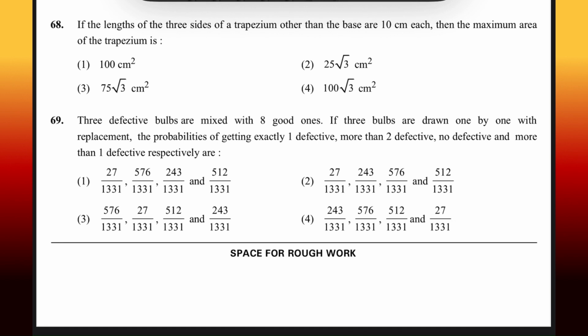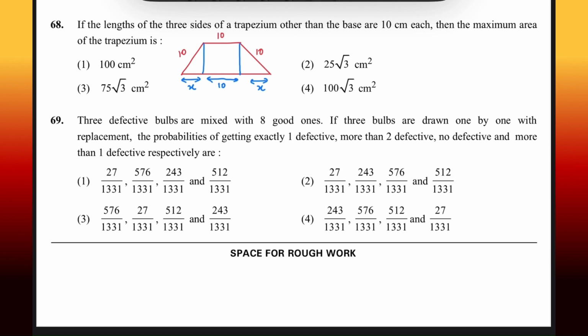If the lengths of the three sides of a trapezium other than the base are 10, okay, so you have a trapezium. So let's make a trapezium. The rest of the three sides other than the base are 10. So this is 10, this is 10, this is also 10. If I just draw a perpendicular here, that means this length is 10. And let these two equal sides be x. Then we need to maximize the area of the trapezium.